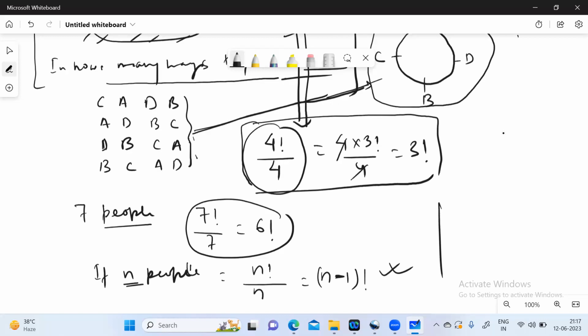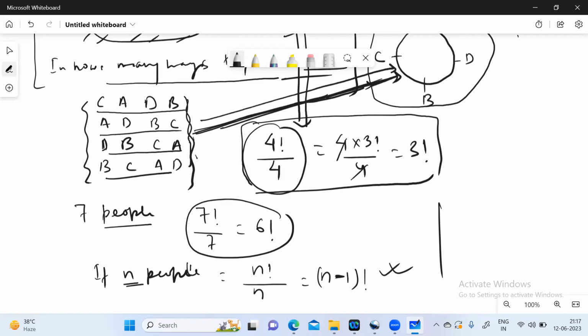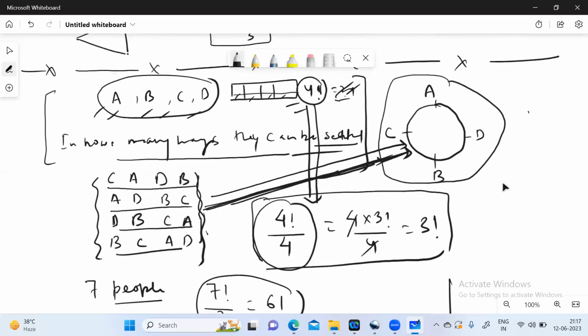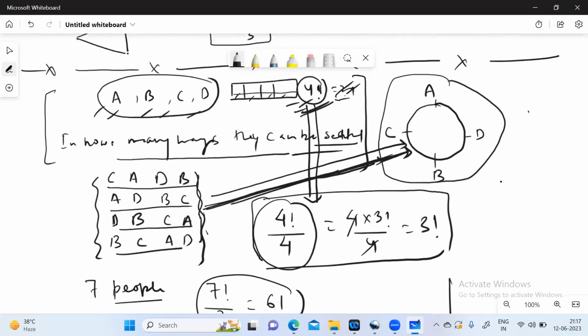Why is it divided by 4? Could you please explain once more? Because these 4 different linear arrangements should be considered as just one cyclic arrangement. So every 4 of these 24, or every 4 of these 4 factorial, are the same.